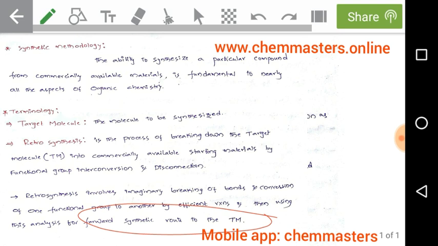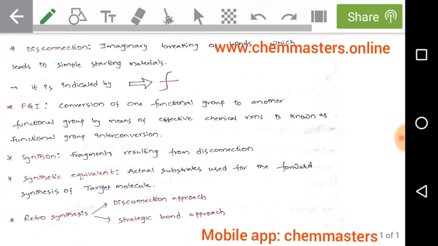Now, disconnection is the imaginary breaking of bonds which leads to simple starting materials. Disconnection is denoted by this symbol. FGI indicates functional group interconversion. The definition is the conversion of one functional group to another functional group by means of effective chemical reactions, known as functional group interconversion.